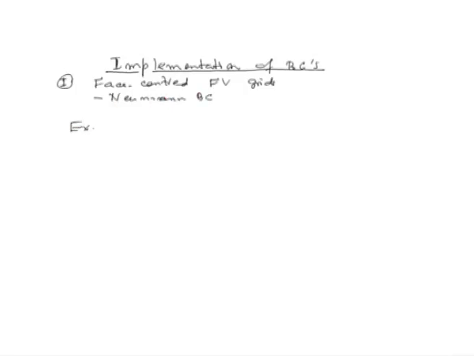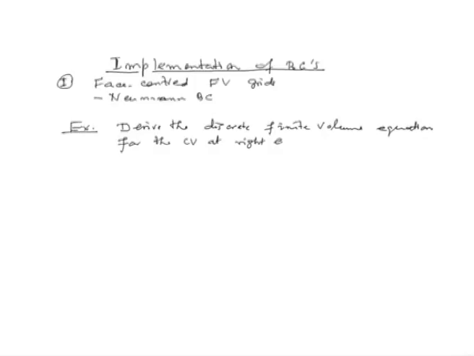So, your exercise is to derive the discrete finite volume equation for the CV at the right end of the domain if a Neumann BC is specified.